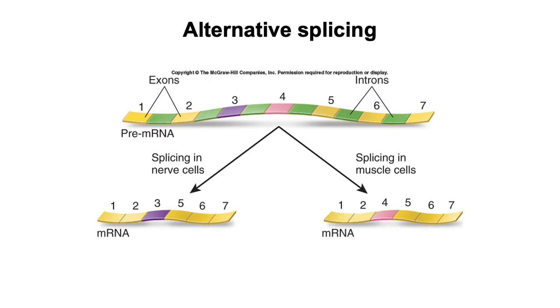Again, they're not really different because most of the exons are the same, but there are some slight differences in the coding region between those two mature messenger RNAs that both arose from the same pre-mRNA. So what's the advantage of that?